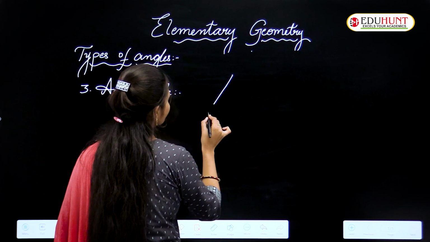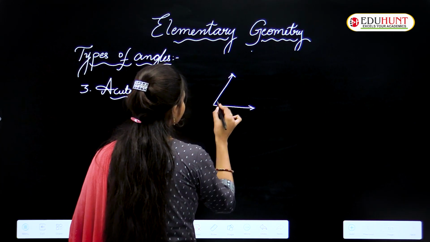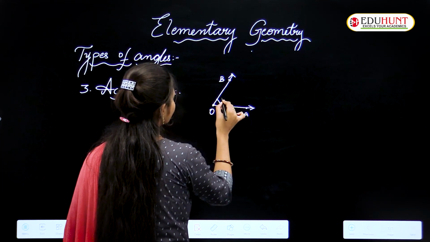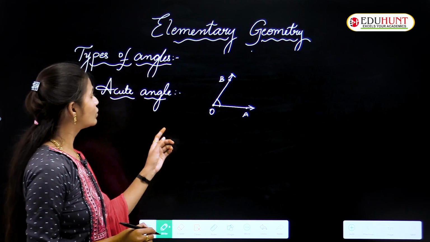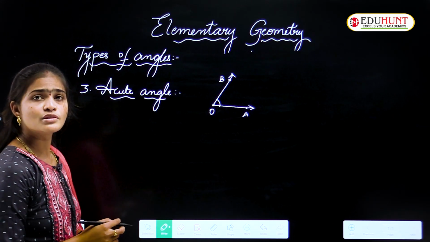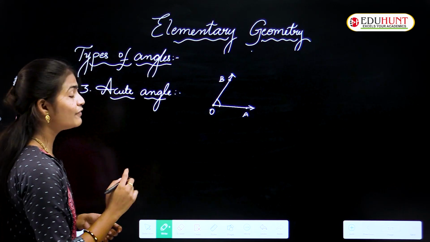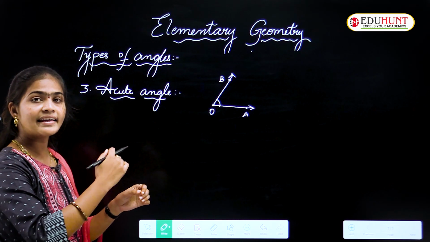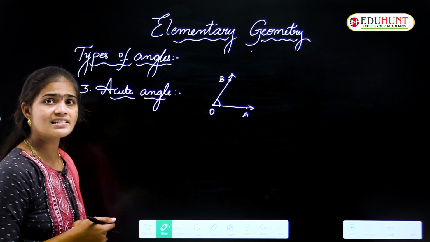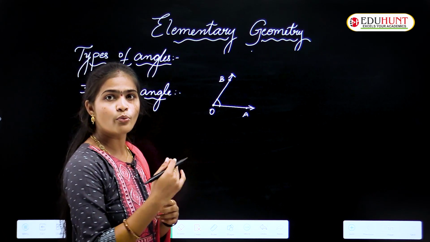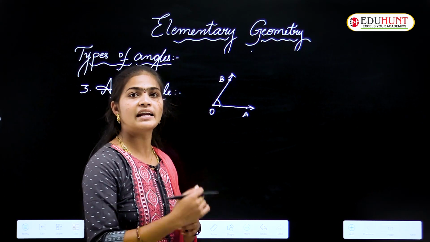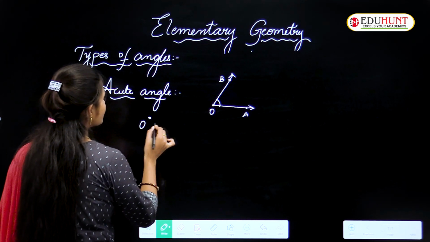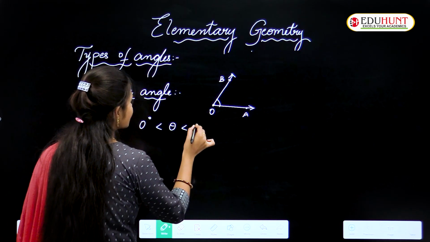So this is the representation for acute angle. This is OA and this is OB. Here some angle is there. This is the symbol for acute angle. Acute angle measures the angle which is greater than 0. Already we discussed zero angle, right? So the angle which is greater than 0 degrees, meaning we can take from 1 onwards: 1 degree, 2 degrees, 3 degrees like that. So greater than 0 degrees and less than 90 degrees. So 0 degrees is less than theta is less than 90 degrees.